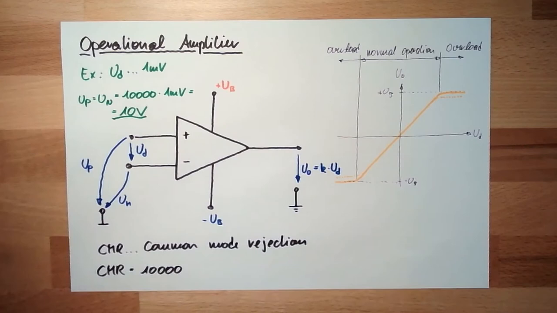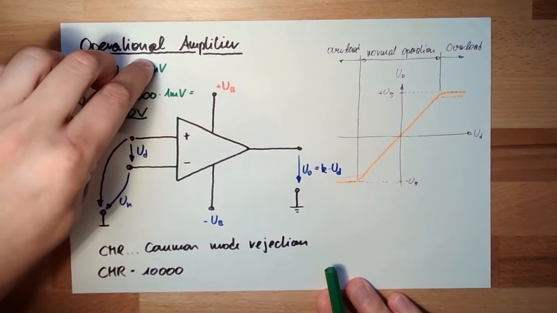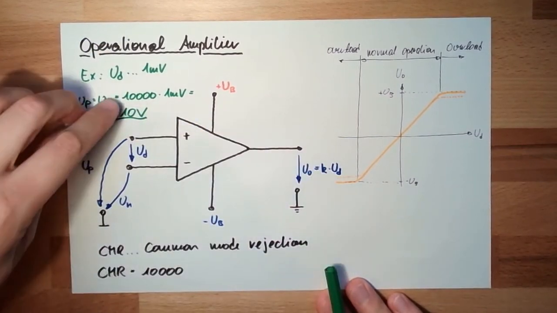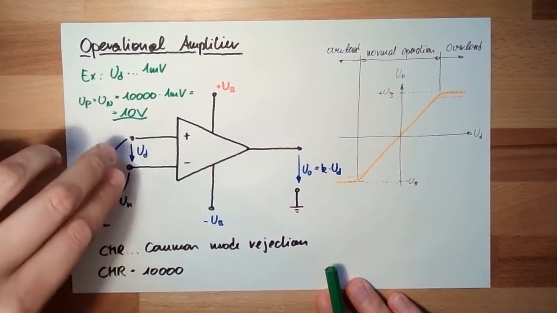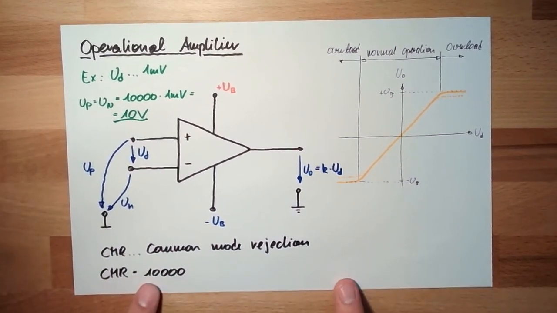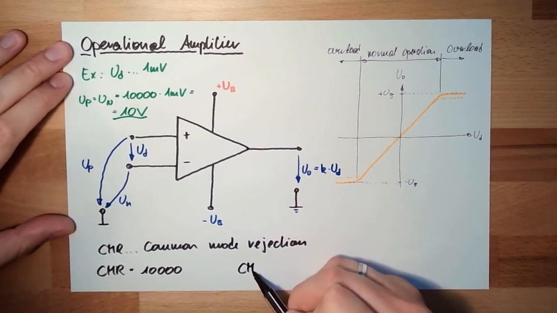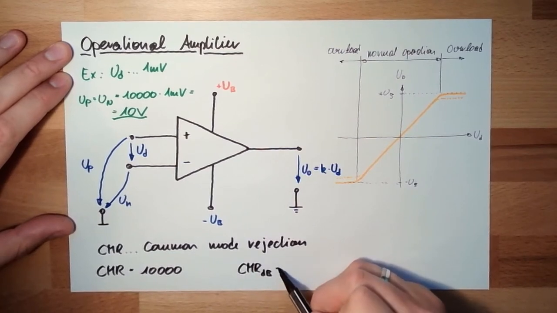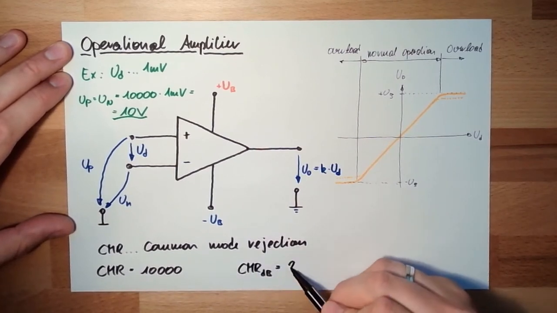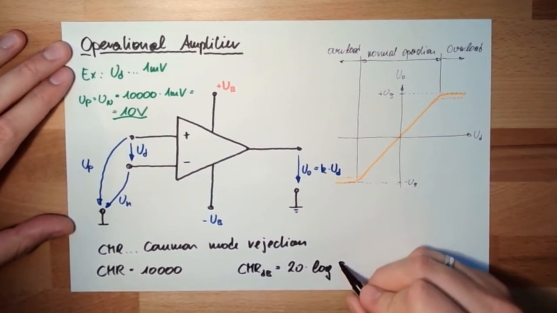Okay? This means if we have a differential, if we have a CMR of 10,000, a differential voltage of 1 millivolt produces the same output as a common mode voltage on both inputs of 10 volts. Usually, the CMR is not given as a factor. The CMR is given as logarithmic values in decibel. And the CMR in decibel is calculated 20 times logarithm by the base of 10 and CMR.